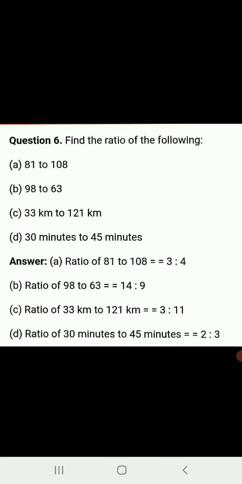Ratio of 98 to 63. When you cancel 98 by 63, you get 14 by 9. Third one, 33 by 121. On reducing you'll get 3 by 11, which can be written as 3:11. Question D, 30 minutes to 45 minutes. So 30 by 45. You're going to reduce them using any one table so that you get the answer as 2:3.